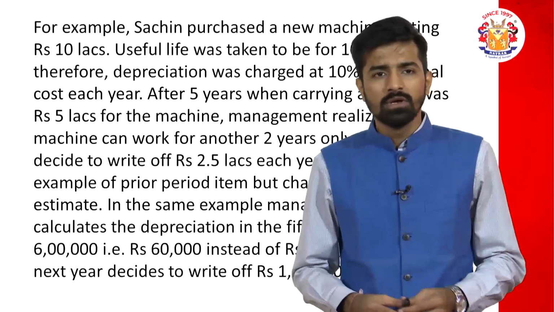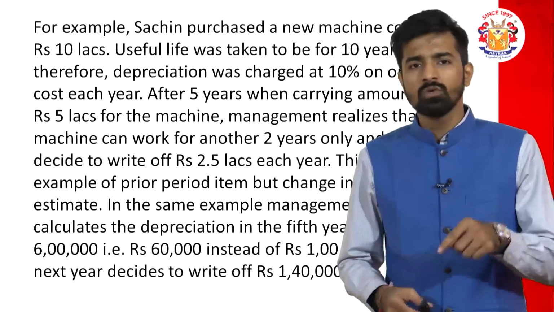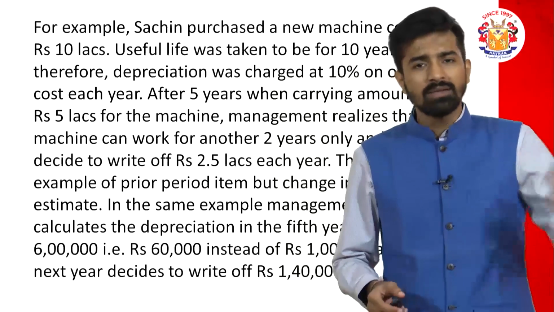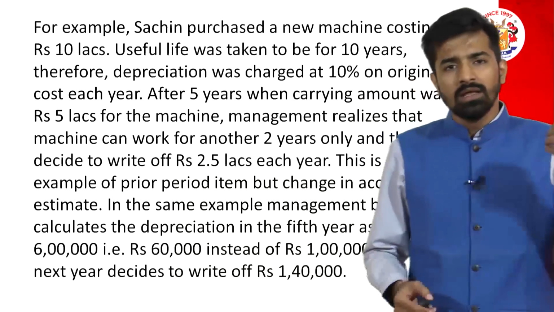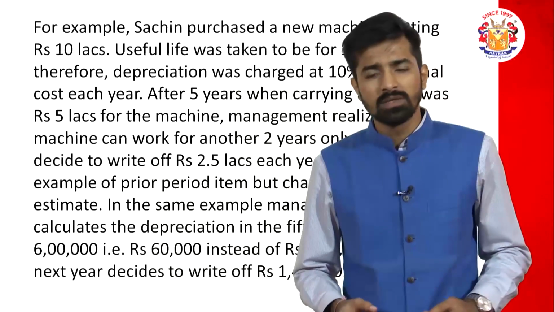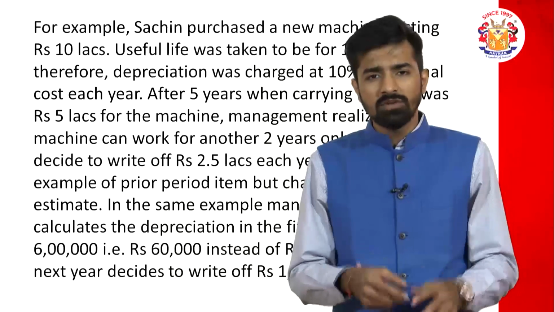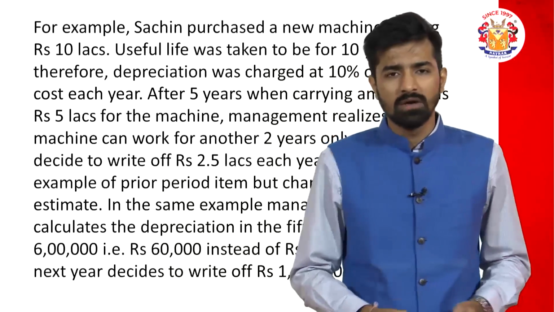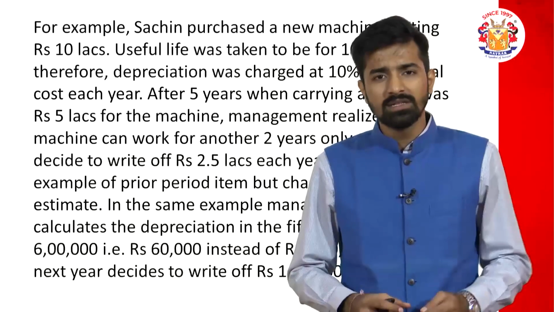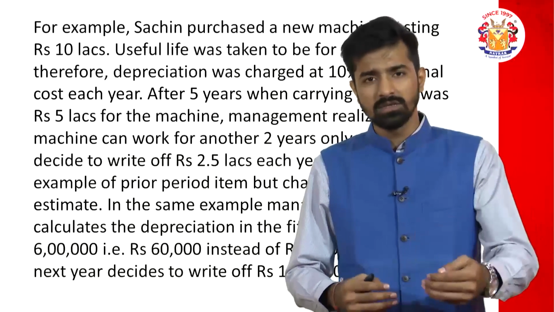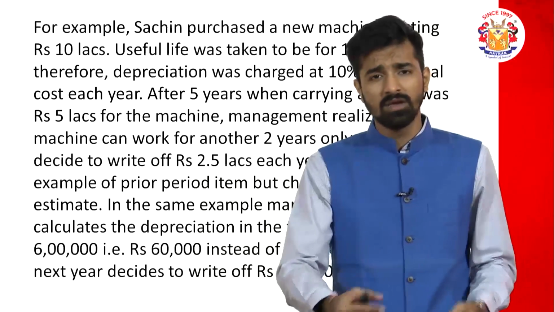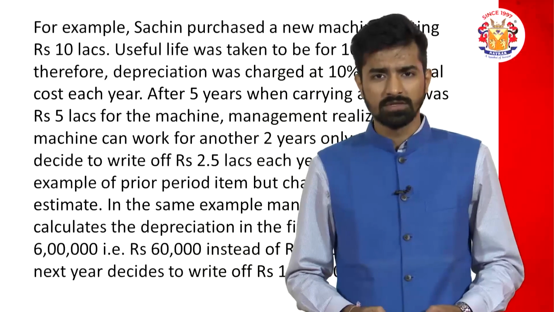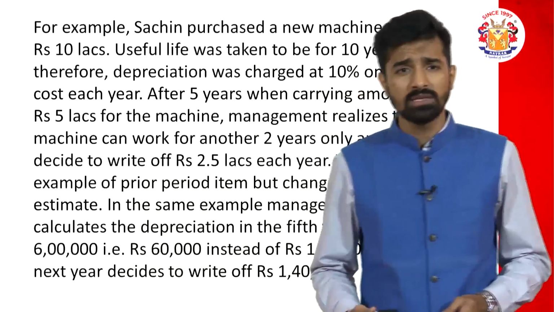Basically, is that a prior period item? No, that is not a prior period item. It is not an error or omission which you made. At that point of time when you purchased the machinery, the useful life was expected to be 10 years. But due to some revision, there was a change in the accounting estimate and the useful life reduced to 7 years. That is why the incidence of depreciation in the last years, that is in the 6th and 7th year, is much more than the incidence of depreciation in the first 5 years. So there is a change in accounting estimate.